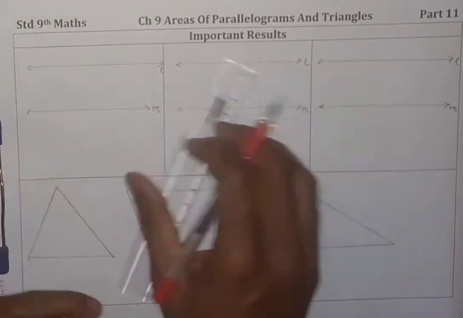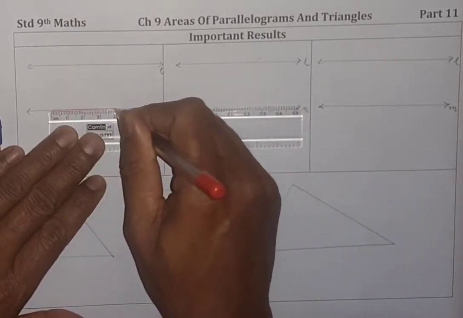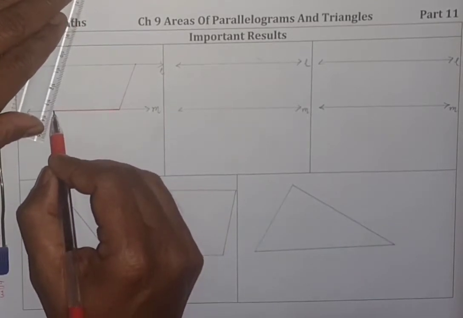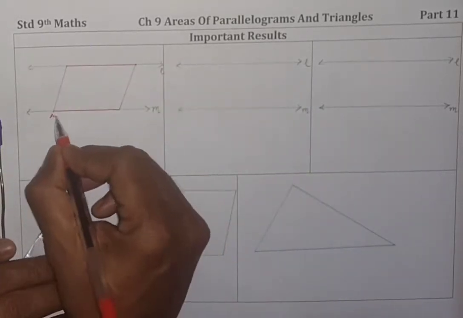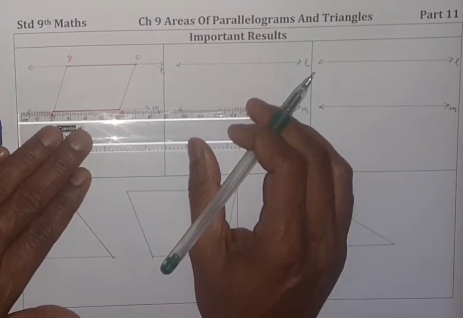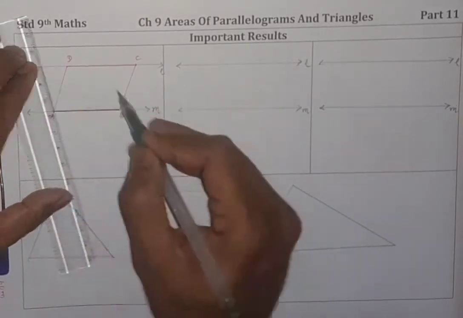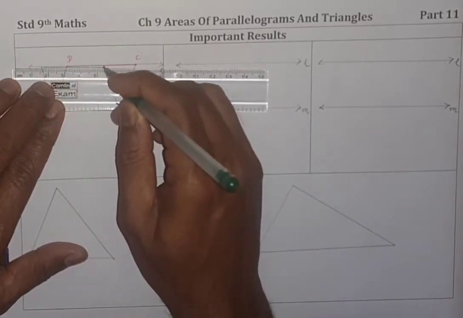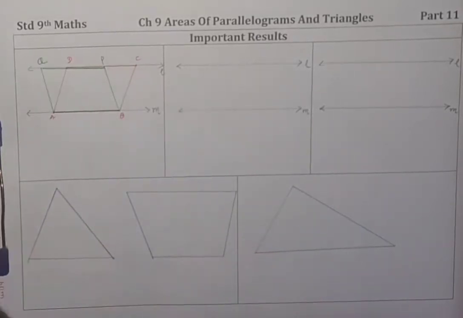These are parallel lines. I'm going to draw one parallelogram between these parallel lines. This is a red parallelogram. Let's say A, B, C, D. Then I'm going to draw another parallelogram. Let's say this is the green one, A, B, P, Q. So what is the result, children?